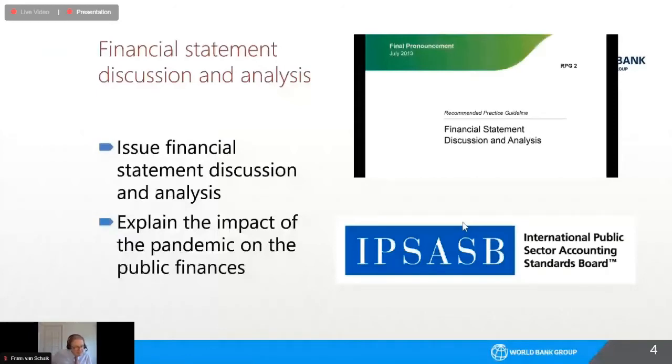It's also important for all of us to follow up on the existing relevant publications and pronouncements, such as those issued by the International Public Sector Accounting Standards Board. The Recommended Practice Guideline number 2, also known as RPG 2, on financial statement discussion and analysis, issued by the IPSAS Board in July 2013, is one of them. But you could also find an interesting, most recent publication entitled COVID-19 Relevant IPSAS Board Accounting Guidance, published in April of this year. This would be all on my side for now.